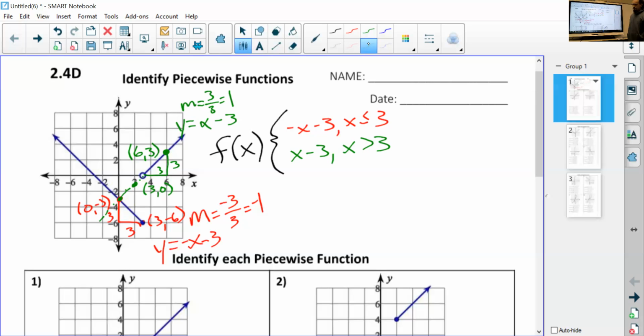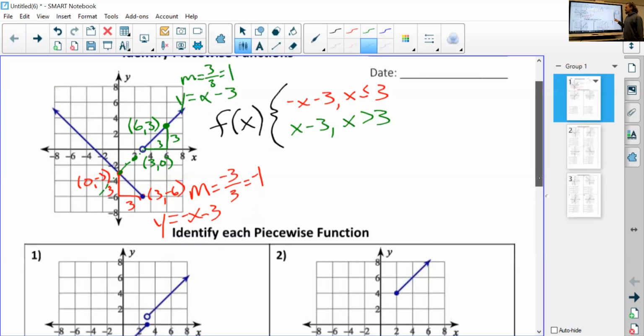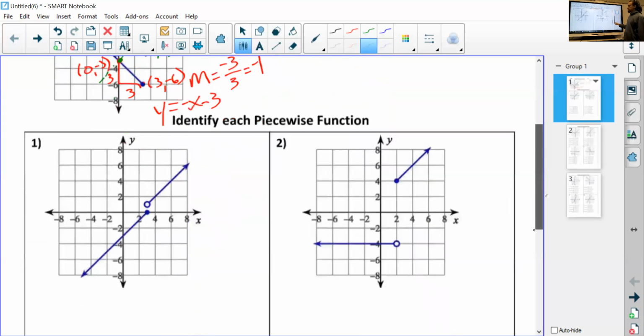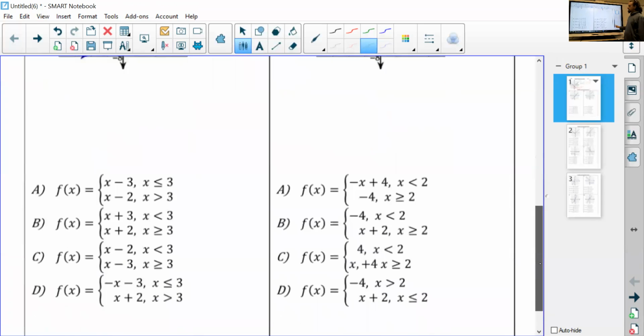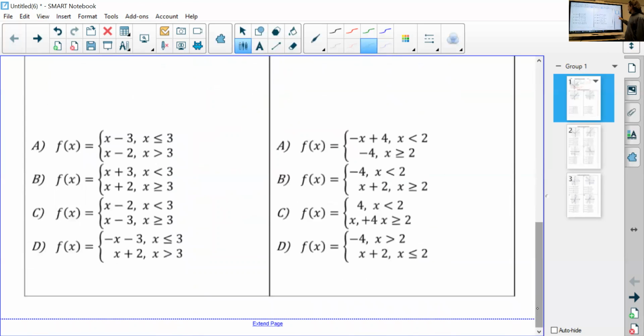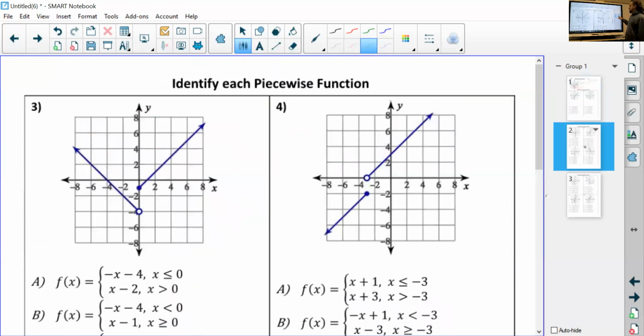Okay, so what did we do? We found the slope, we found the intercept. Let's come up with our equation. We take that equation, put it into our function, and then we look, what are the constraints of that function? When does it start, or when does it stop? Okay. The rest of these, it's a little bit easier because it's multiple choice. Fortunately, the answers aren't really next to the questions.